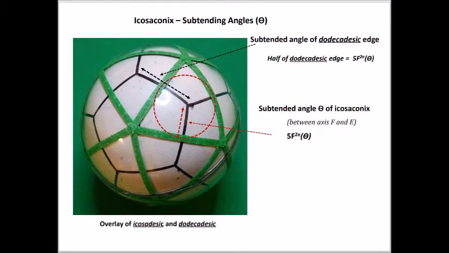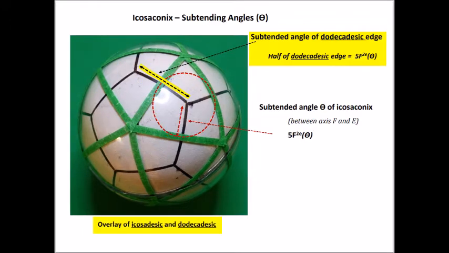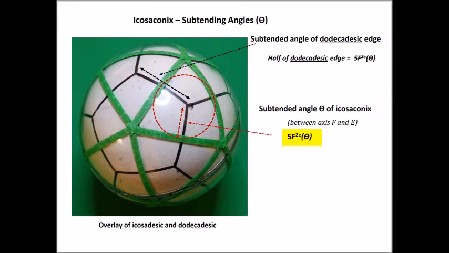I will use this diagram to illustrate the subtended angle of the icosahedesic. The diagram consists of an overlay of 2 structures seen earlier, the icosahedesic and the dodecadesic, for which we already have derived their subtended angles. It turns out that the subtended angle of the icosahedesic is 1/2 of the subtended angle of the dodecadesic, as seen here. The nomenclature used here is as follows. The subtended angle theta of the icosahedesic is a property of the harmonic note 5F upper 2E.